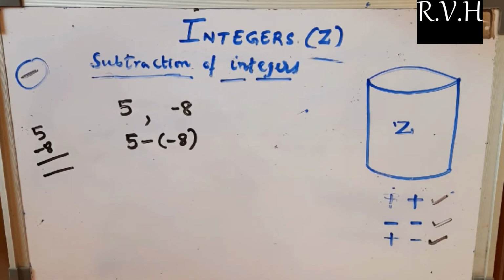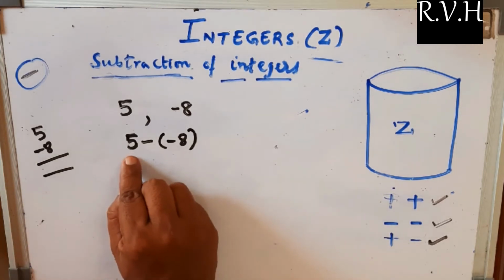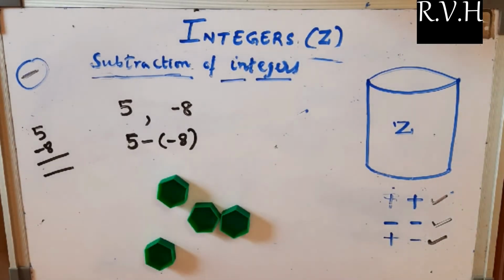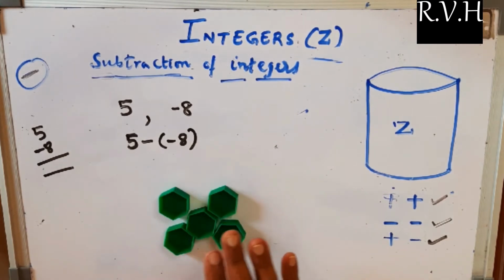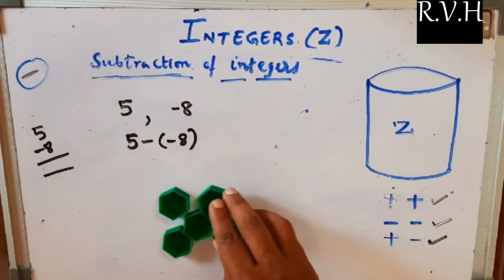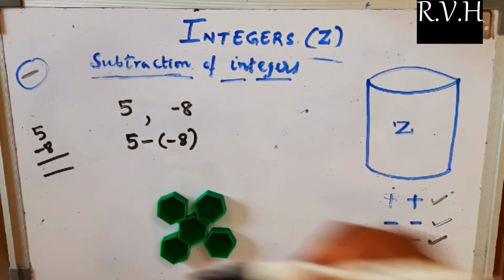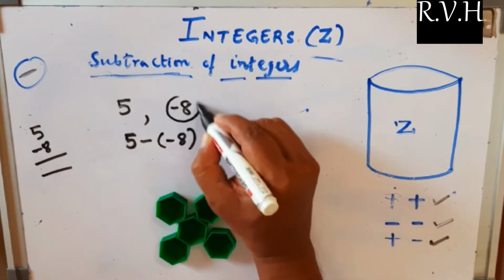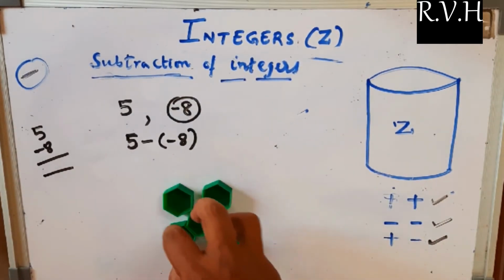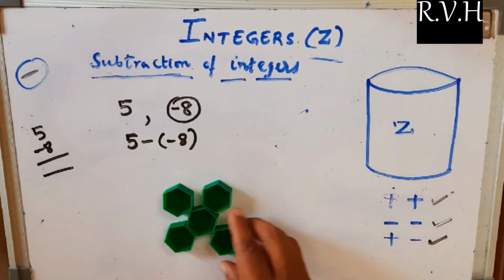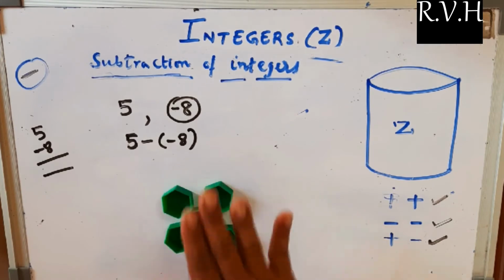So let us do it by this activity, our famous activity. Since I used 5 first, I am going to take 5 green ones. Out of these 5, I have to subtract 8 red ones. Mind you, out of 5 I had to take 8, minus 8. So from this 5 I have to take 8 red ones. Where are they? Doesn't it look something confusing? How can I subtract 8 red ones out of 5 green ones?